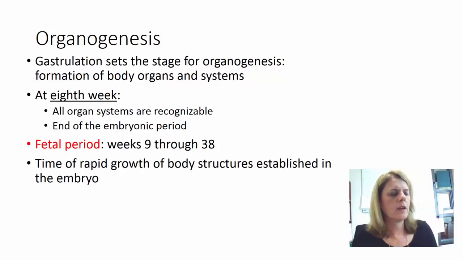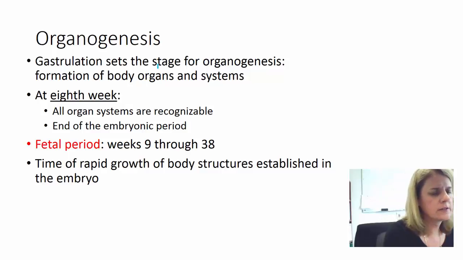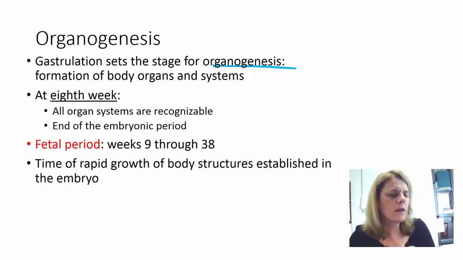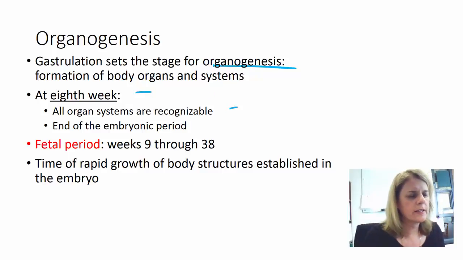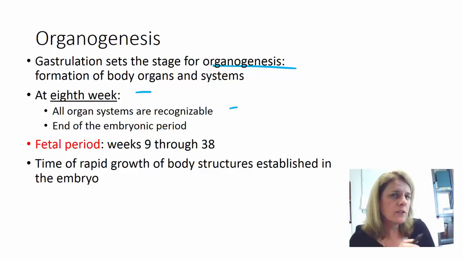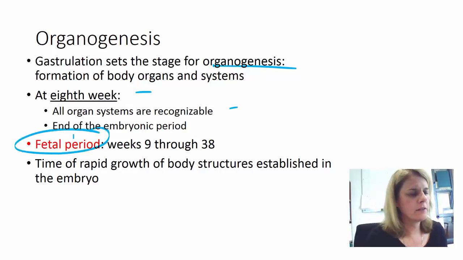All right, just a few more things. Organogenesis is how certain tissues become certain organs, and gastrulation sets the stage for it. Somewhere around 8 weeks, you're going to start seeing all of the organ systems. Something is recognizable. It may not be fully functioning, but you can say, that's sort of heartish, liverish, lungish, kidneyish. Once you get to that stage, you're no longer an embryo. You are now a fetus.